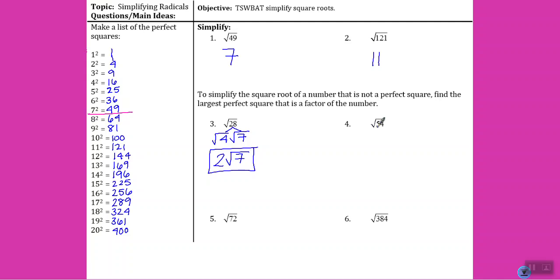So if you divide 54 by 49, 36, 25, or 16, you get decimals each time. If you divide by 9, you get 6. So it's the square root of 9 times the square root of 6. The square root of 9 is 3. The square root of 6 is a decimal, and there's no perfect squares that divide into 6. So we leave it as 3 square roots of 6.